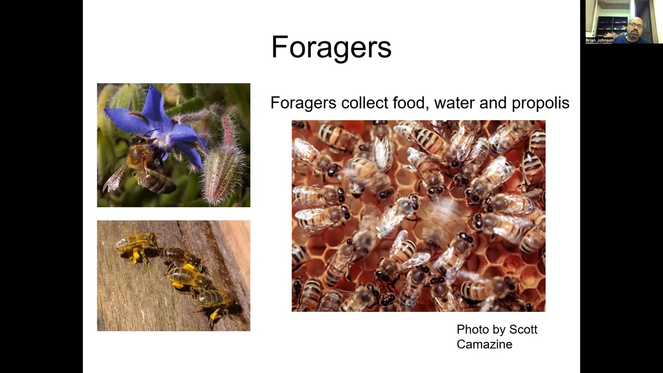And I guess the other thing they do at the nest is defense. I personally think the foragers do most of the defense in a honeybee colony. The guards are few in number. I think they sort of alert the colony to a threat.